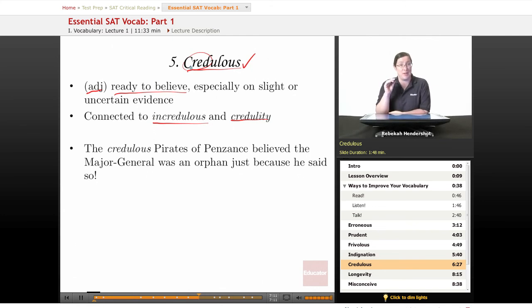Now, the reason this is my favorite example sentence: the credulous pirates of Penzance believed the Major General was an orphan just because he said so. The reason I love credulous: the musical Pirates of Penzance is actually an operetta, and it's about these pirates who, among other things, are very, very credulous. They are the dumbest, silliest pirates you will ever meet, and among other things, they have a rule that if someone is an orphan, they won't steal their stuff, they won't make them walk the plank, they won't mess with them at all.